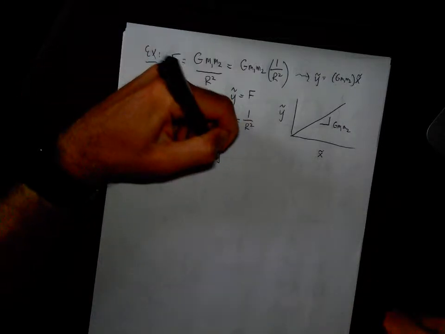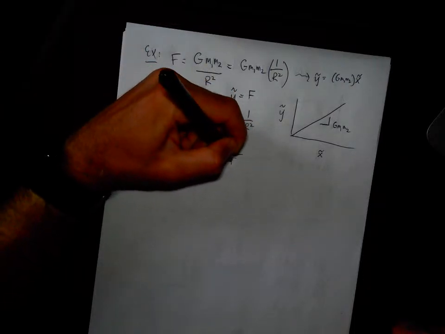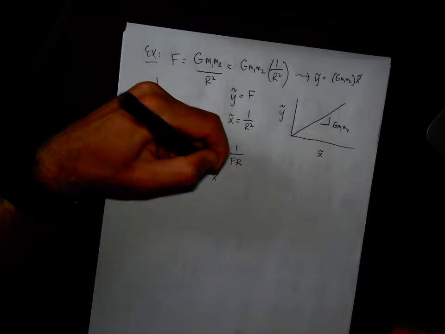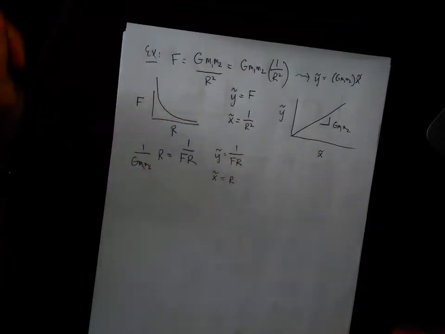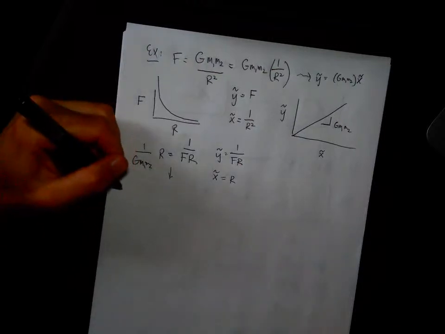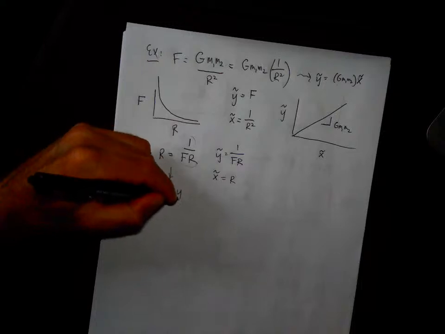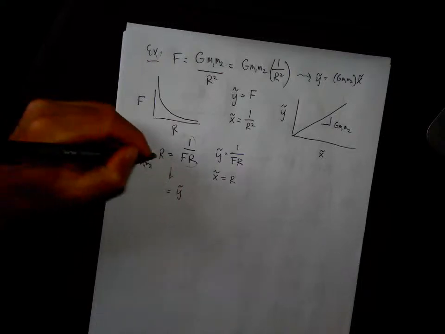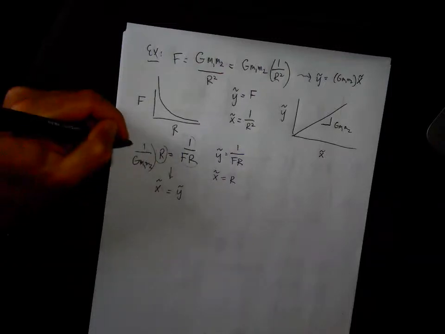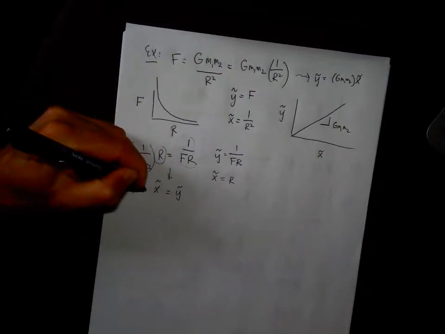So what if I let y squiggle equal 1 over F times R and x squiggle equal R? In that case, this equation is going to become, see how this is just y squiggle. This is just x squiggle. And this is multiplying x squiggle. So we get 1 over G m1 m2.